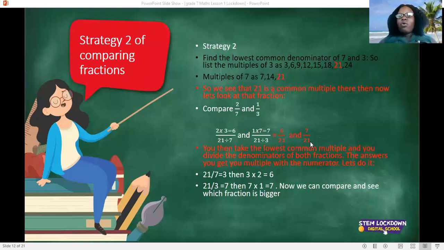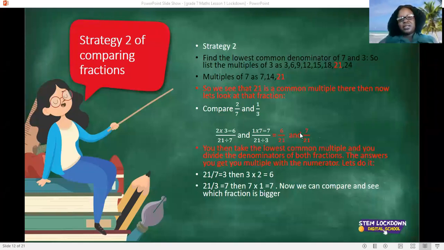So then we can now compare the fractions. At the bottom here, I just explained it more. 21 divided by 7 gives us 3. Then 3 multiplied by 2 gives us 6. That is the first fraction. And then 21 divided by 3 equals 7. And then 7 multiplied by 1 equals 7. And then we use the common multiple, the LCM, as the denominator. So we end up having 6/21 and 7/21. Then we can compare. We go back to the symbols, and then you put the appropriate symbol.